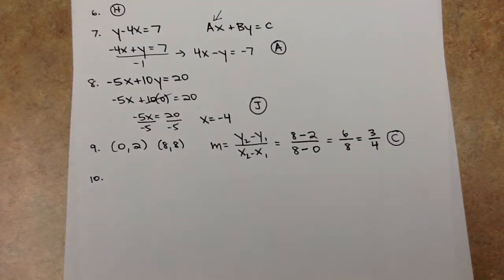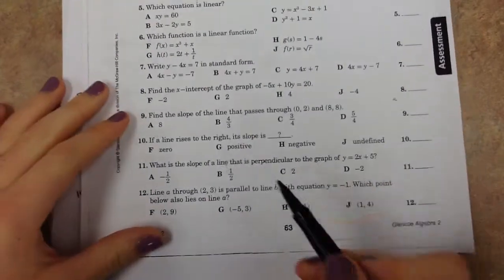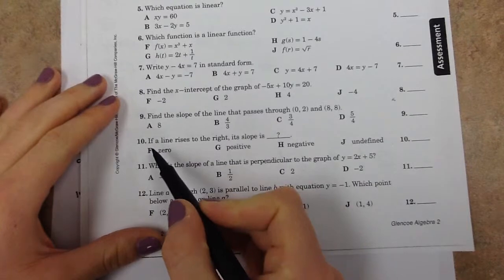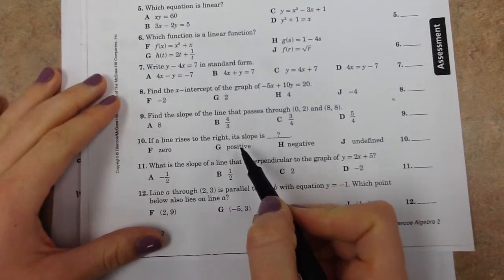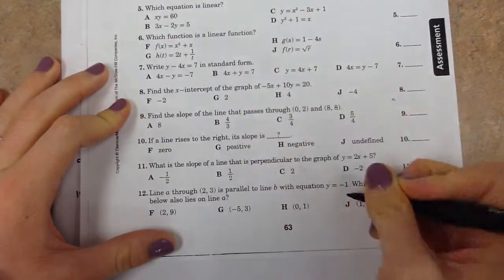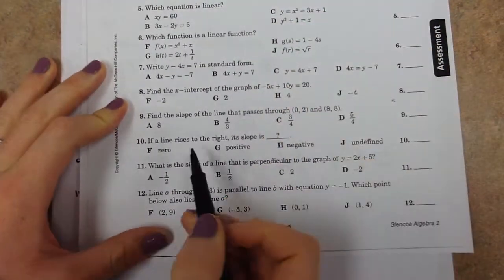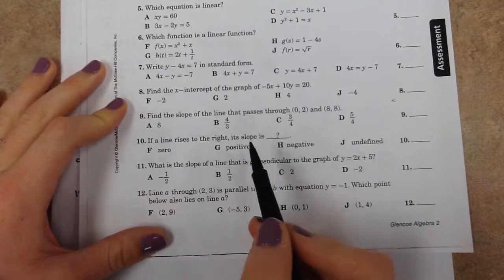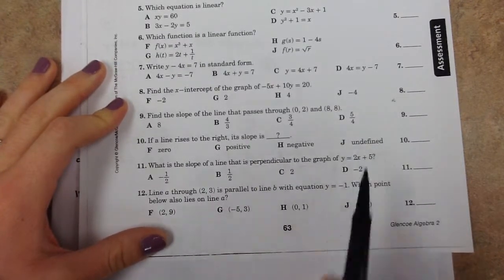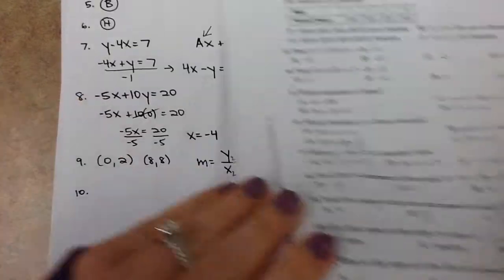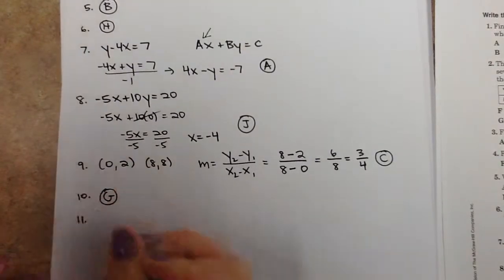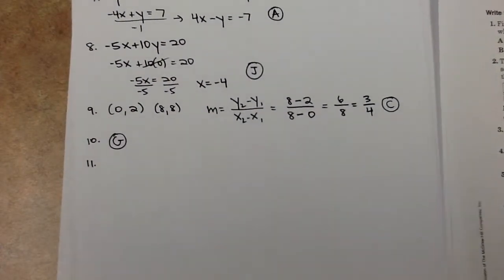If a line rises to the right, all right, so here's all your options here. If a line rises to the right, meaning the slope looks something like this, it's not a slope of 0, because that would be a straight line. It's a positive slope. Let's look at the other ones here, though. Negative looks like this, going down, and then undefined would be a vertical line. So a slope of 0 would be horizontal, positive slope rises to the right, negative slope falls to the right, and an undefined slope is a vertical line. So that would be letter G, positive. A couple of these questions are kind of just getting your conceptual understanding, which is good.